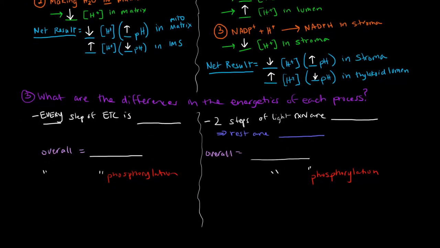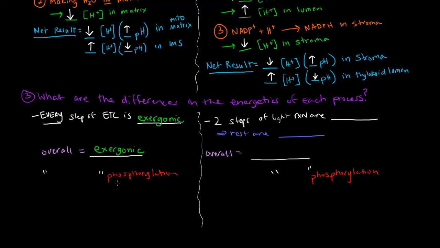Last thing I want to mention is what are the differences in the energetics of each process. So in the electron transport chain, every single step of that transport chain is exergonic. So since every step is exergonic, then the overall process itself is exergonic or spontaneous.